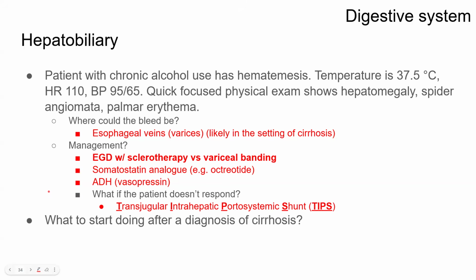Okay, so let's say, for example, this patient gets managed, their bleed stops, and then they're discharged. From a screening standpoint, what do you want to start doing after they're diagnosed? With cirrhosis, you get an abdominal ultrasound every 6 months or so to screen for hepatocellular carcinoma.